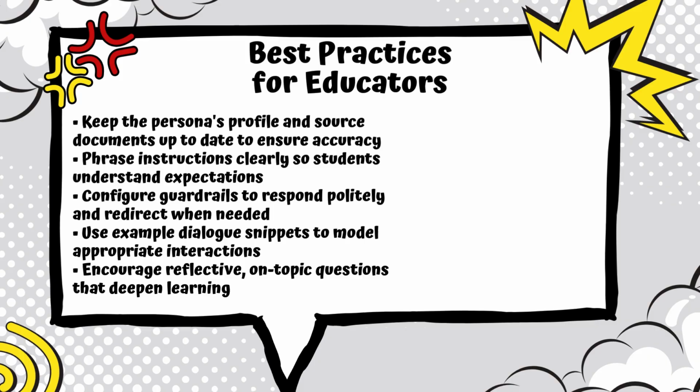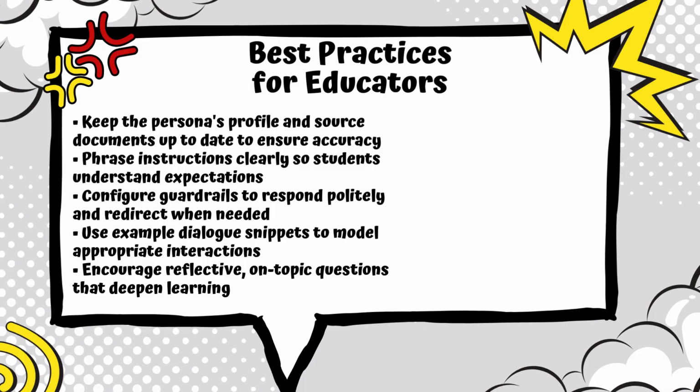Next is phrase instructions clearly so students understand expectations. You do want to insert easy to read, simple instructions so that the students are not confused later. Configure guardrails to respond politely and redirect when needed. The guardrails help the chatbot know if students are going off topic, so we need to redirect them back to what is being talked about.